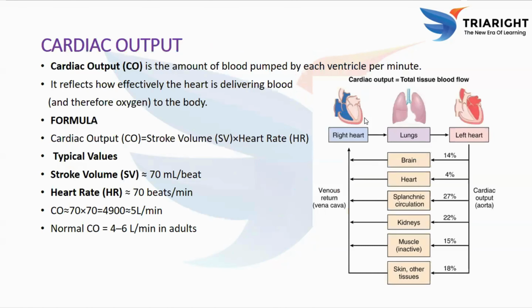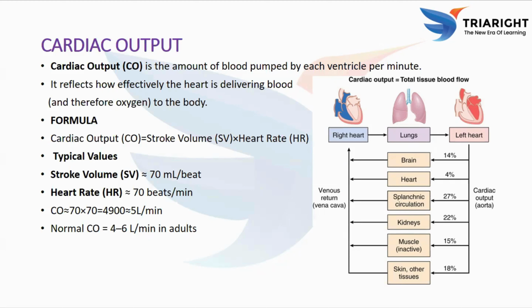So today you are going to learn about the cardiac output, the blood pressure regulation, and also about the functions of the cardiovascular system. First, you are going to learn about the cardiac output. So what is cardiac output? Cardiac output is the amount of blood pumped by each ventricle per minute. It shows how well the heart is working to send oxygen-rich blood to all parts of the body.